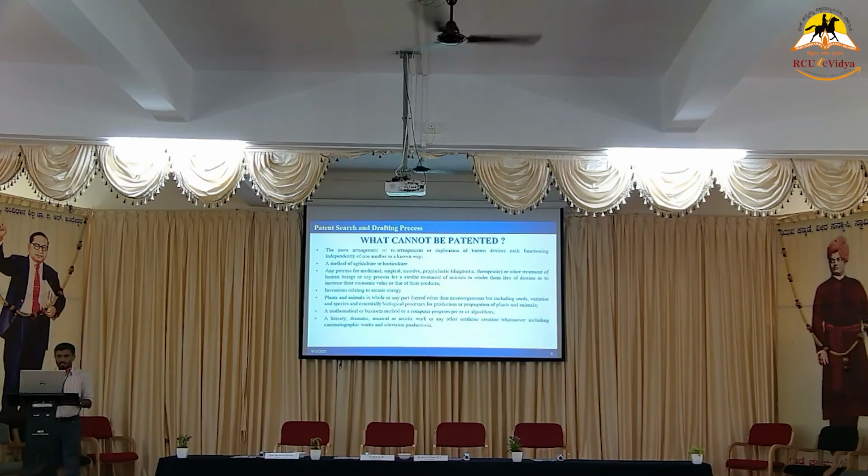A literary, dramatic, musical or artistic work cannot be protected. Whatever films and movies we see on TV cannot be protected under the patent. A mere scheme or rule or method of performing a mental act or playing a game. Games cannot be protected. Cricket, football cannot be protected under patent. Or topography of integrated circuits. Yesterday we showed the circuit, right? The IC circuit cannot be protected under the patent law, but under the IC circuit law, it can be protected.